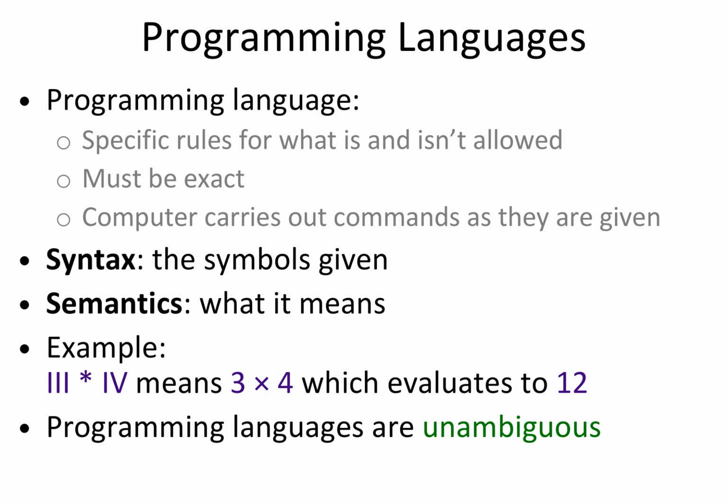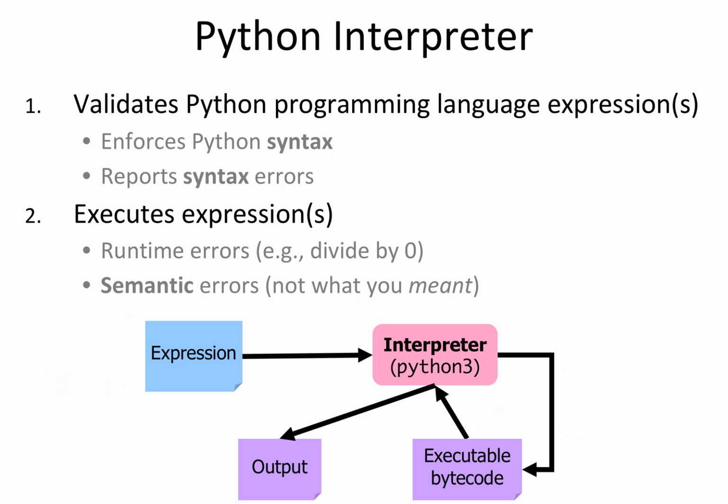And as another example, if we take the Roman numerals 3 times 4, that would evaluate to 12. Programming languages are unambiguous, unlike human languages. So the Python interpreter is going to validate our programming language expressions in Python, enforce Python syntax, and give us errors. So sometimes when we're typing in Python, we make mistakes. And unlike written English, because it's unambiguous, there's tools that exist that can automatically tell us when we've made a mistake.